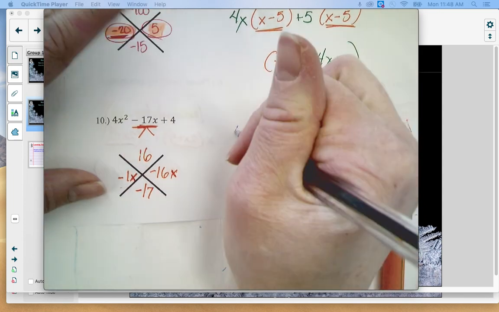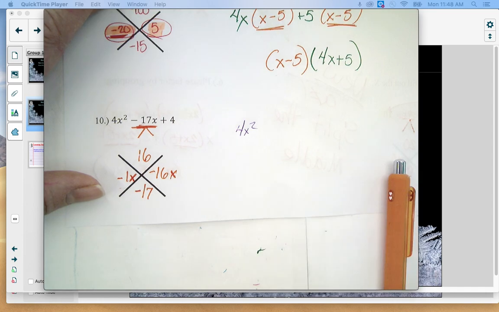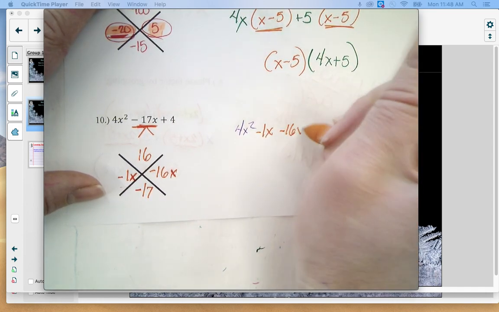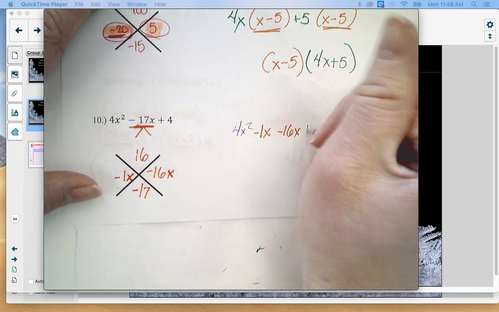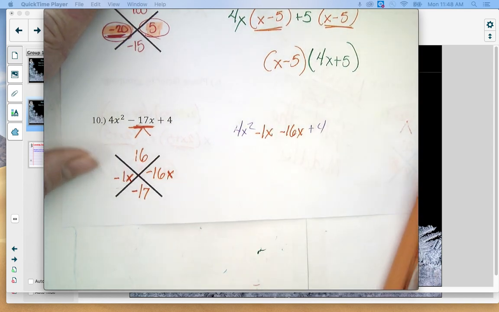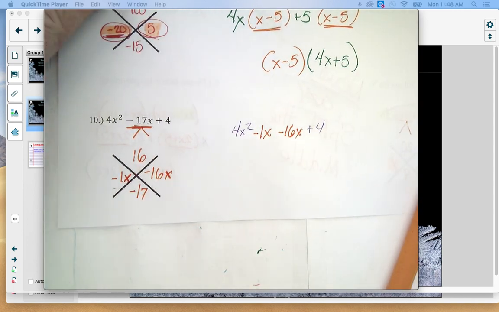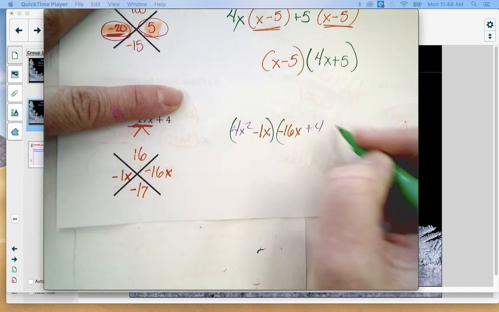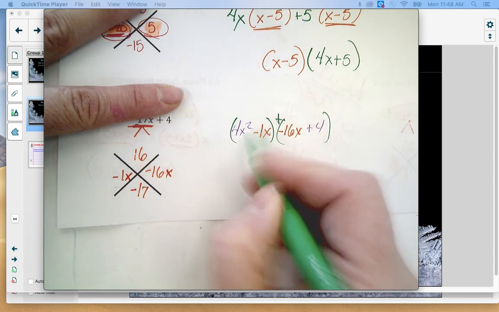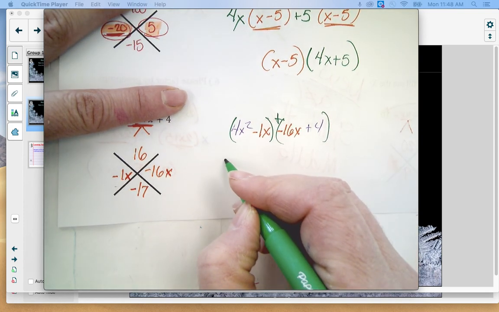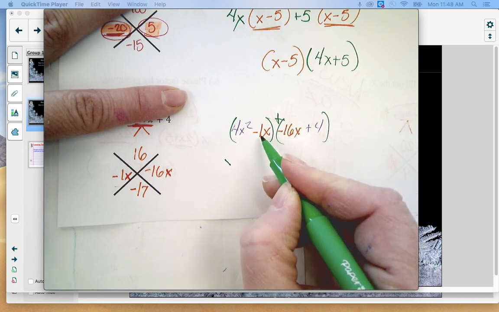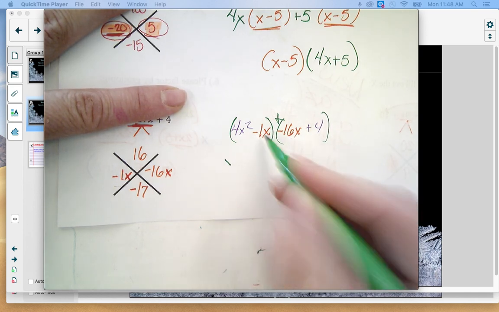So I have 4x squared minus 1x minus 16x plus 4. Now again, how many terms do I have? I split it, so now I create how many terms? 4. Group your first two, group your second two. What would your GCF for your first group be? It would be 4 if you wrote negative 16x first. If you wrote negative 16x, it would be different.